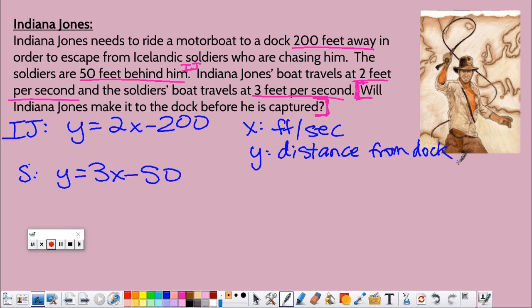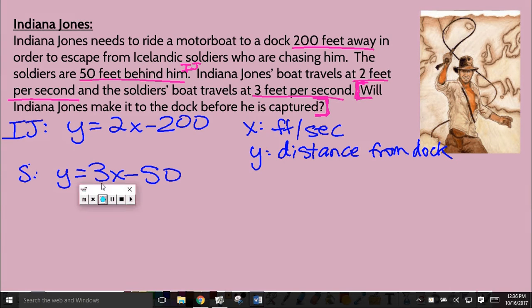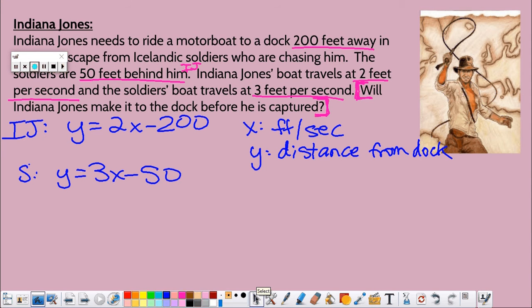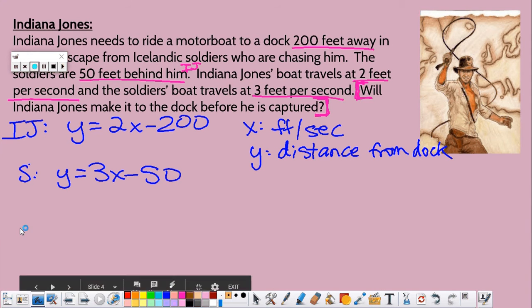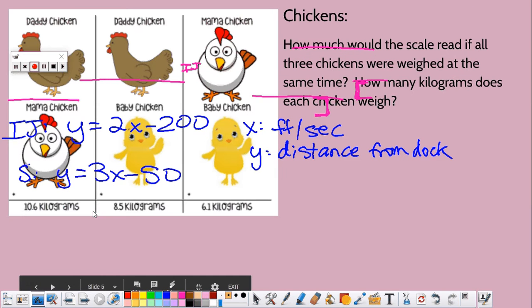Are you starting behind the dock, away from the dock, or are you starting ahead of the dock and getting further away from it? Behind the dock, and you are trying to get closer to the dock, right? Okay, so did you see why I wanted you to draw a picture? So I'm going to draw a picture too. And I'm a really, really good artist, so be jealous. Okay, so here's my picture.